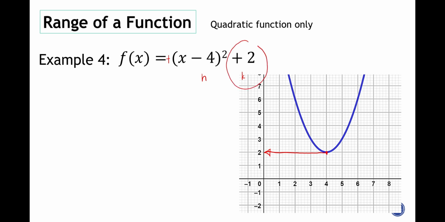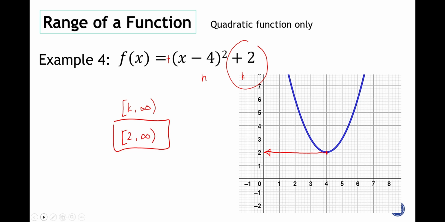And going up, it extends infinitely, which means that the range of a quadratic function, given that it is in vertex form, will always start with k up to positive infinity. The k here is 2. There you go. Up to positive infinity, that's the range.